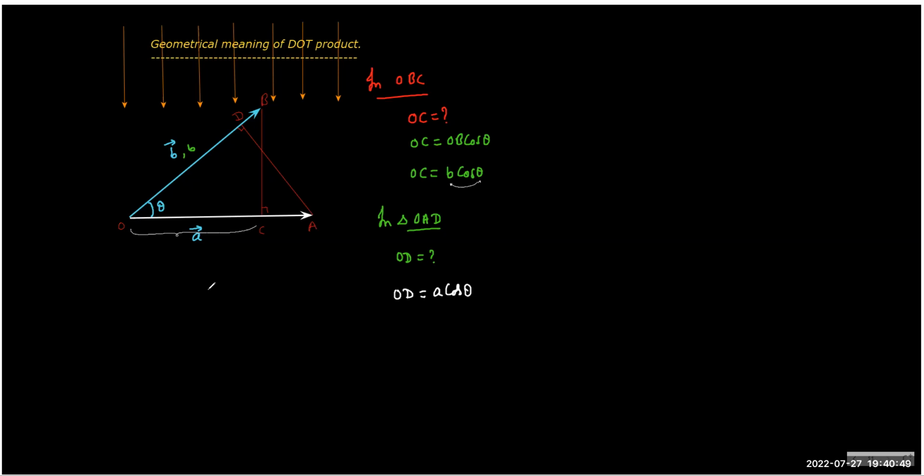Now imagine the other situation. I have OB as my screen. So how should the light ray come? Like this, normal to the screen.